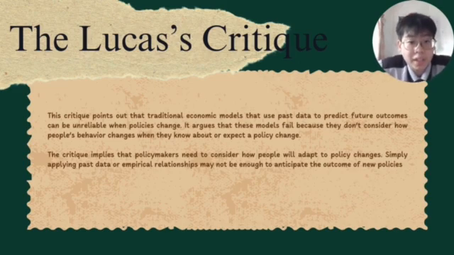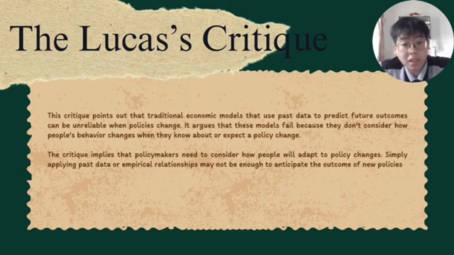The Lucas critique can be seen in the relationship between inflation and unemployment, as described by the Phillips curve. The Phillips curve suggests that there is a trade-off between inflation and unemployment, meaning that policymakers can reduce unemployment by accepting higher inflation. However, the Lucas critique suggests that this relationship might not hold if individuals expect policymakers to pursue inflationary policy. If individuals expect higher inflation in the future, they might demand higher wages, which could lead to higher inflation and no reduction in unemployment.